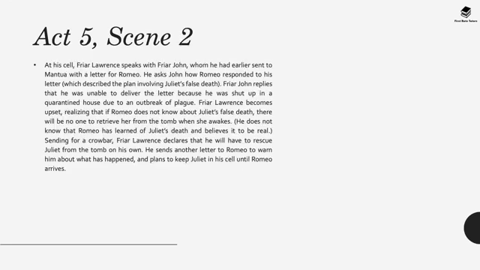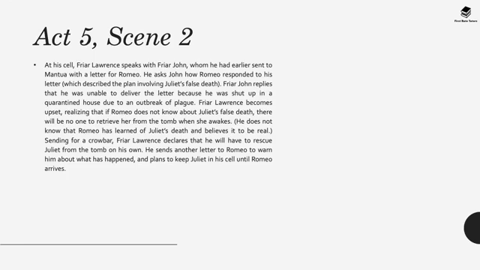Now in Act 5, Scene 2, at his cell, Friar Laurence speaks with Friar John, whom he had earlier sent to Mantua with a letter for Romeo. He asks John how Romeo responded to his letter, which described the plan involving Juliet's false death. Friar John replies that he was unable to deliver the letter because he was shut up in a quarantined house due to an outbreak of the plague.